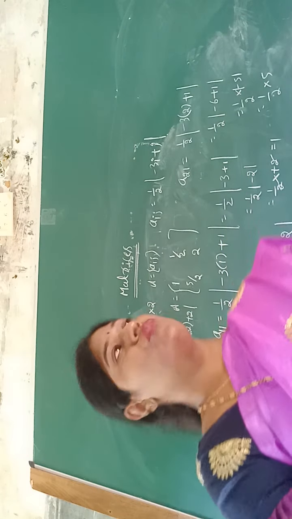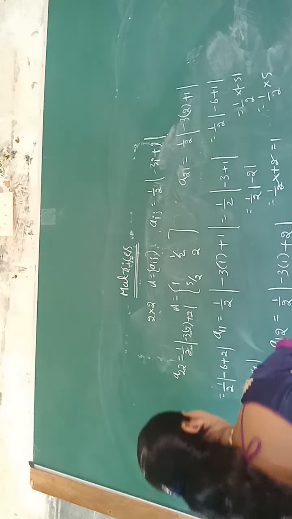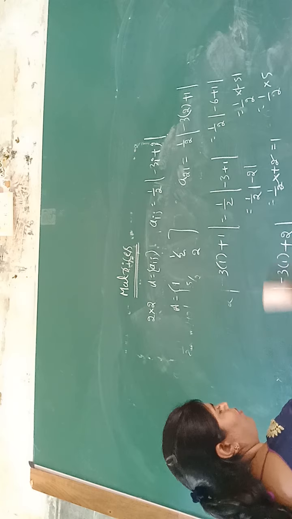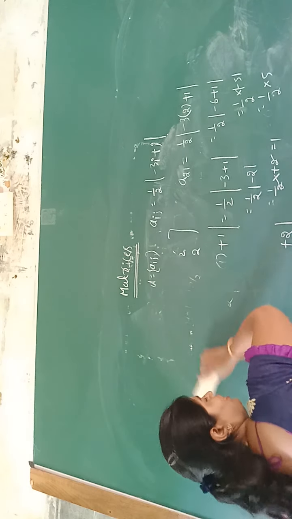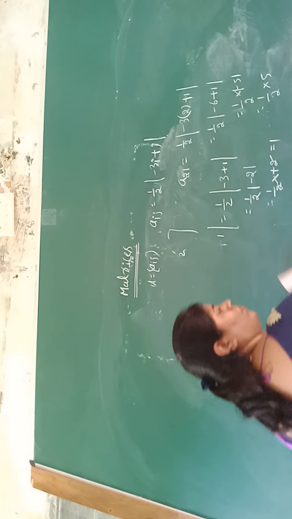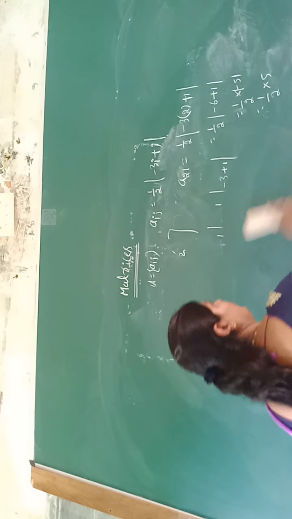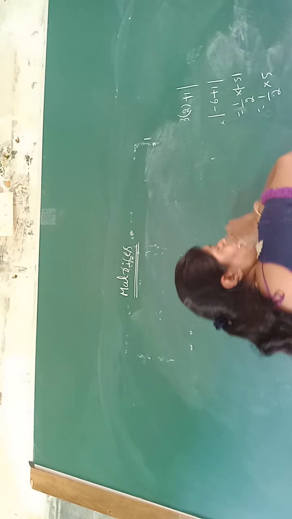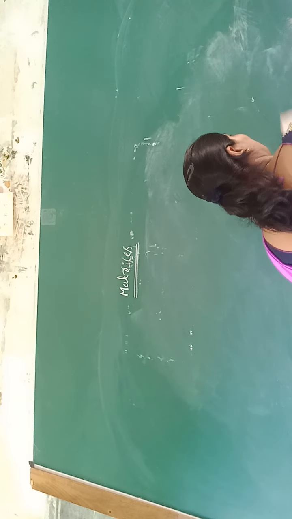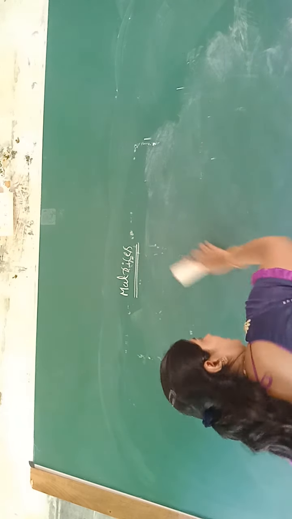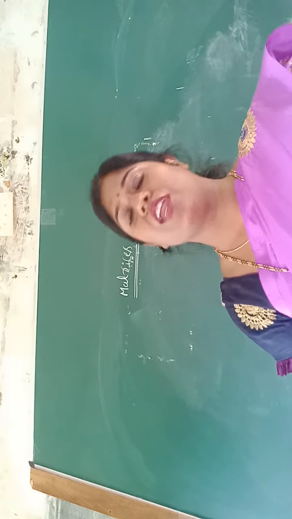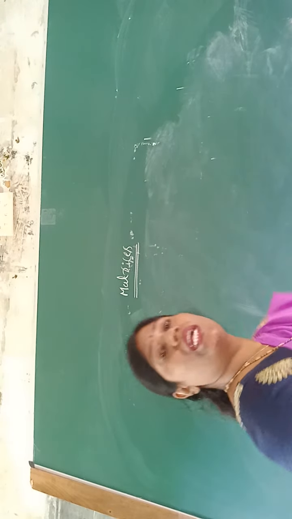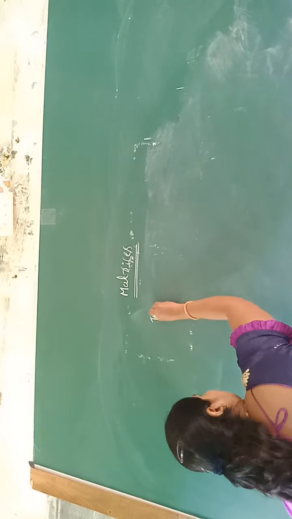So next, types of matrices. What are the types of matrices? There are many types of matrices. First one is row matrix. Second one is column matrix. Similarly, square matrix, diagonal matrix, scalar matrix, unit matrix, null matrix. Null matrix or zero matrix.